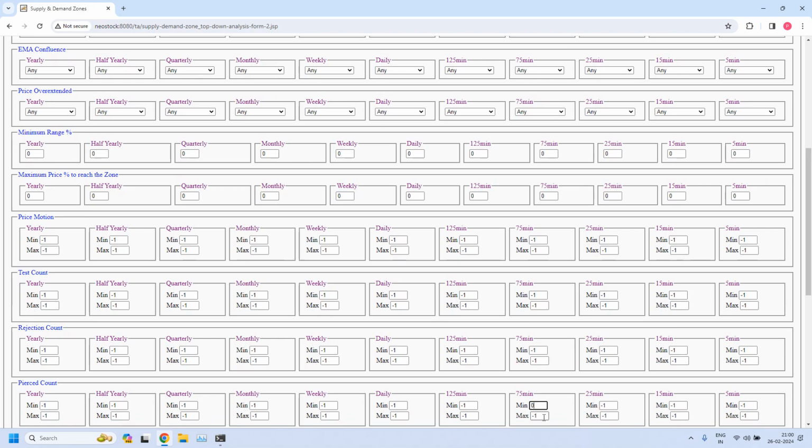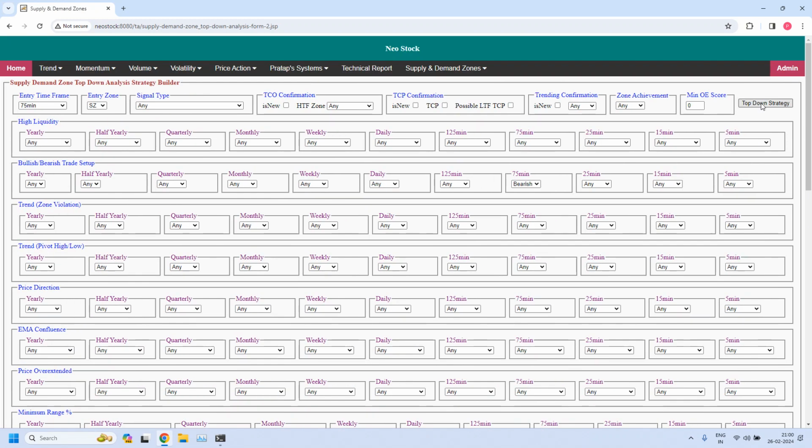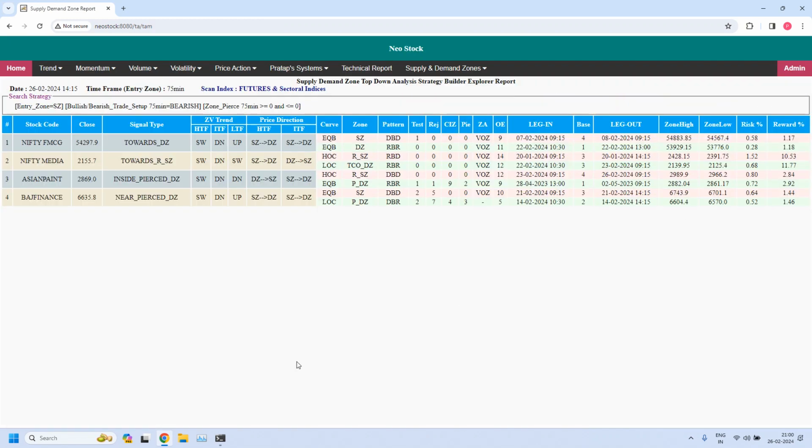Mostly you may get a small list only. If the list is big, we will come back and find the stocks near the 75 minutes demand zone. You got a very small list. One stock is moving towards the supply zone and the remaining stocks are moving towards the demand zone. If you want to get an entry in these zones, they should change direction. Only Nifty FMCG and Nifty Media, these are the two indices. So this is the total list.